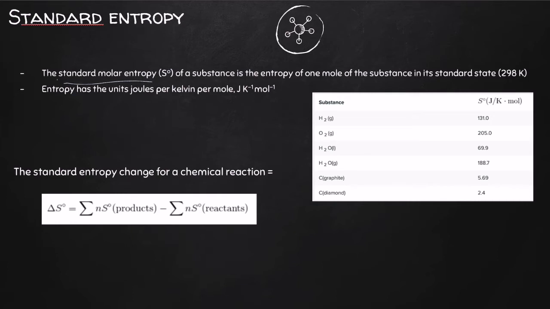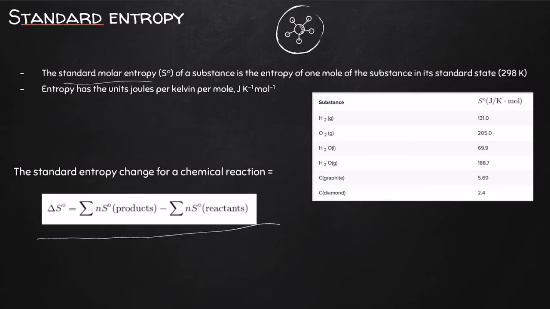Now, to calculate the standard entropy change in a chemical reaction, we're going to use this formula down the bottom. It looks pretty similar to when we calculate enthalpy. So the change in entropy, delta S, is equal to the sum of the entropy of the products minus the sum of the entropy of the reactants. So we'll get into a couple of calculations in a second, but have a look at this table over here, and we'll have a look at some of the values that we have for the entropy of these substances.